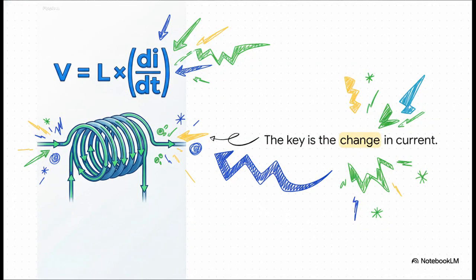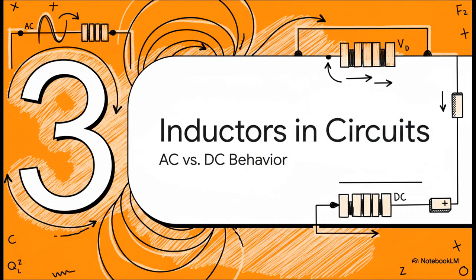Now, this gets to the very heart of it. That formula might look a little intimidating, but the only part you need to care about is the dI/dt. All that means is the rate of change of the current. So the inductor doesn't care how much current is flowing, it only cares about how fast that current is trying to change. If the current is steady, the inductor's totally fine with it. But if you try to change it quickly, that's when it fights back. And this unique property, this hatred of change, means that an inductor behaves completely differently depending on the kind of circuit you put it in.